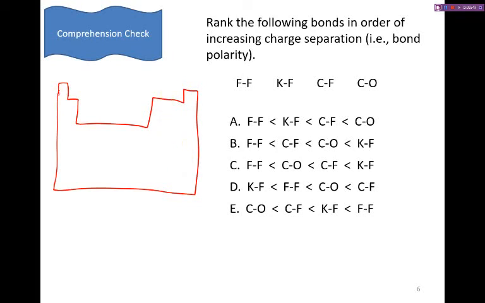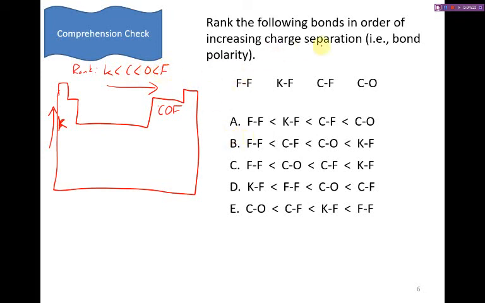So, fluorine is located here. Potassium is located approximately here. Carbon is here. And oxygen is in between. So, we know that electronegativity increases up and to the right, which means if we were to rank them in terms of electronegativity, potassium is lower than carbon, which is lower than oxygen, which is lower than fluorine.